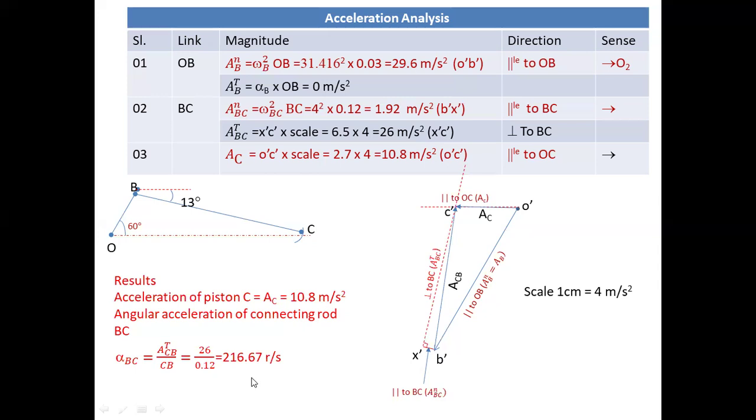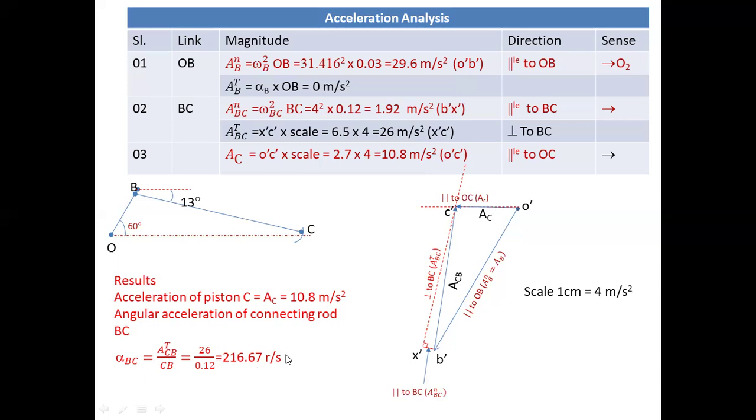And the acceleration of BC will be the tangential component of acceleration upon the actual length. So what is the tangential component? This x dash and c dash, that will be the tangential component. That value is around 6.5 centimeters. So take that part, 6.5 into 4 is around 26 meter per second square. Okay. So by taking that 26 meter per second square upon the actual length 0.12, we have the acceleration of CB as 216.67 radian per second square.